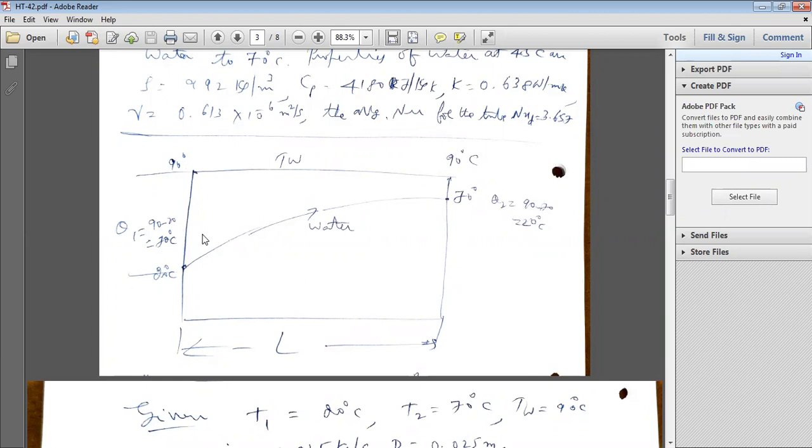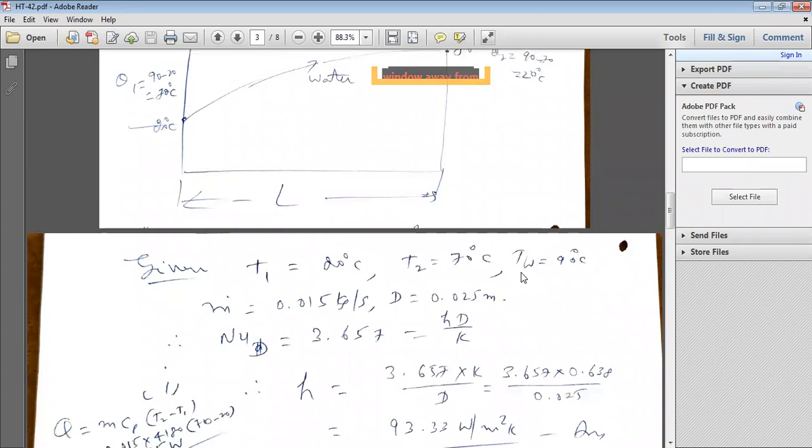At the entrance of the tube, what is the temperature difference? Surface temperature is 90 degrees, so heat is transferred from 90 degrees to 20 degrees. The temperature difference theta 1 is 90 minus 20, 70 degrees centigrade. At the outlet of the tube, the surface temperature is 90 degrees, anyhow constant, and the water temperature is 70 degrees. What is theta 2, the temperature difference at the outlet? It is 90 minus 70, that is 20 degrees centigrade.